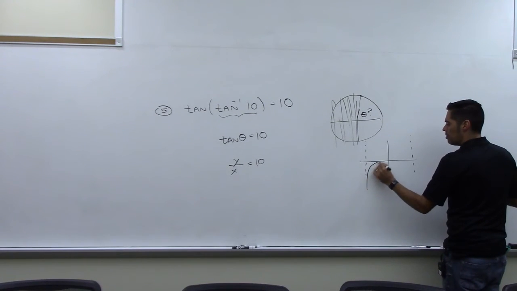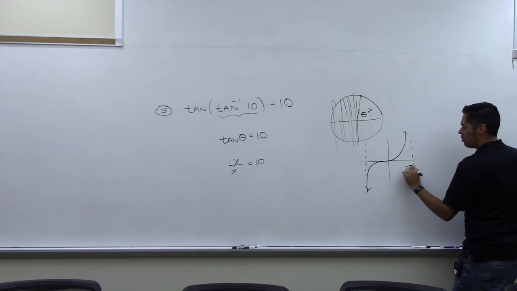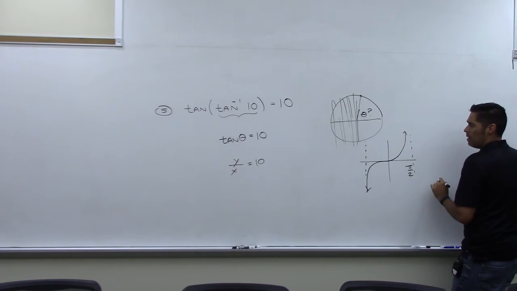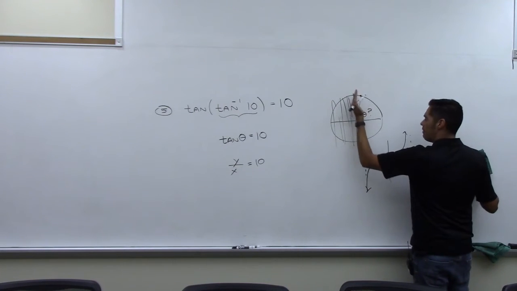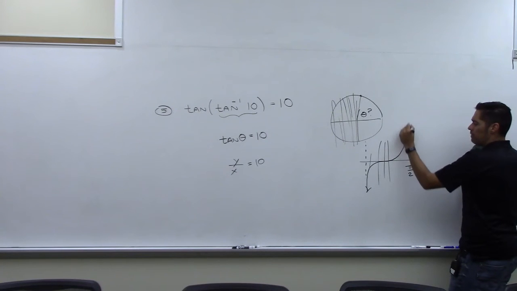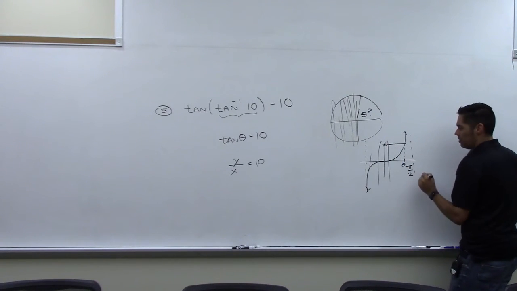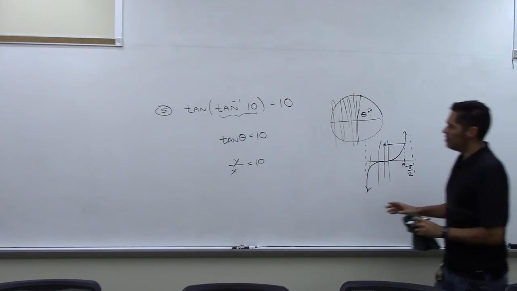The graph of tangent goes like this. Here's pi over 2. This is where we have a vertical asymptote. And remember, we're only looking between 0 and pi over 2 anyway, so I'm not even looking over here. And since this goes to infinity as you get closer to pi over 2, I know somewhere in here, at some angle theta, I'm going to be 10 units high eventually. So this is well defined.